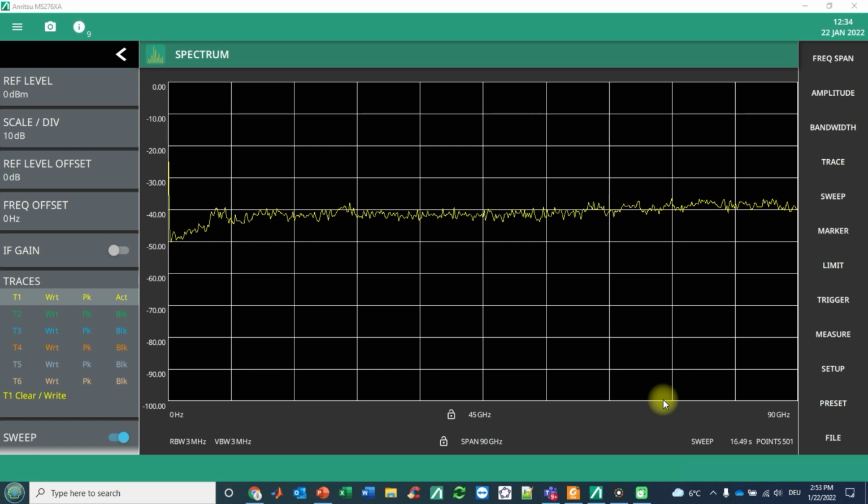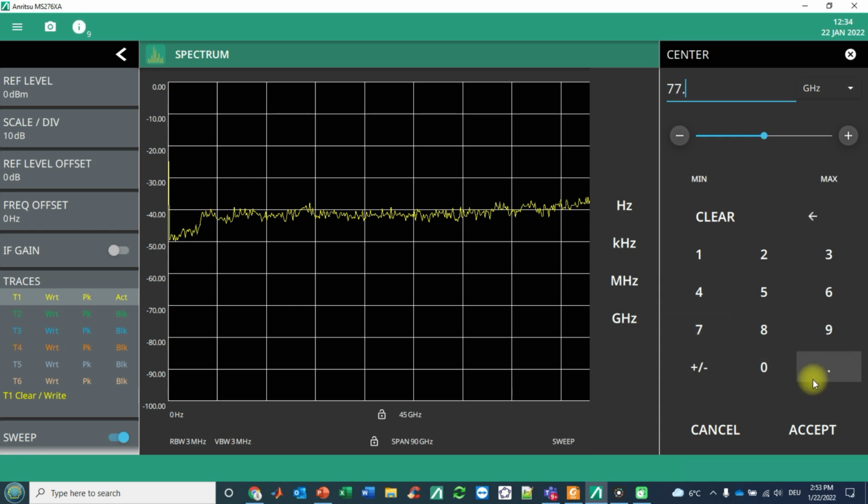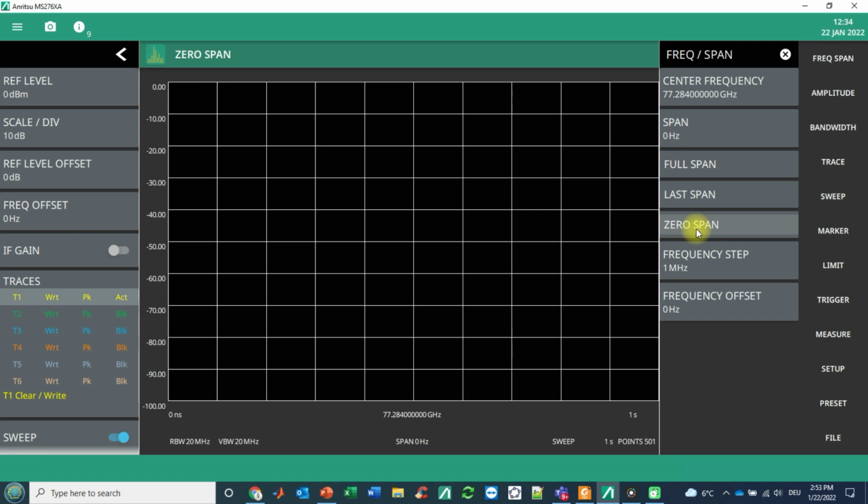So first of all, we are setting the analyzer to the center frequency of 77.284 gigahertz. This center frequency has been known beforehand. We are switching then into the so-called zero span operation, because first of all we would like to get an overview about the frame periodicity and the chirp frame time. Remember, these are essential parameters that we have discussed beforehand.